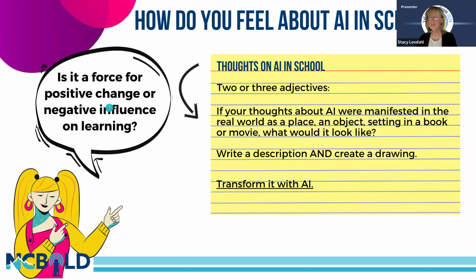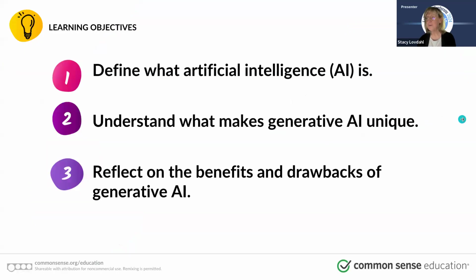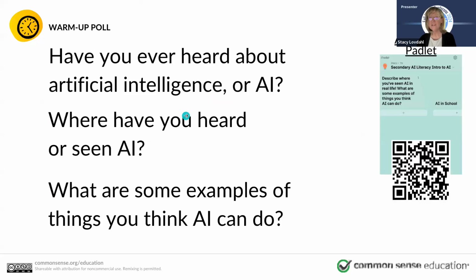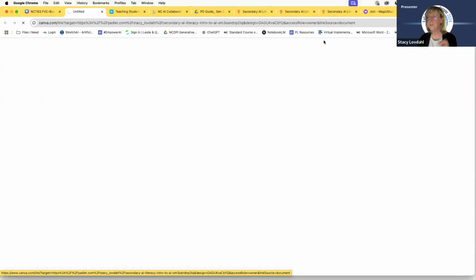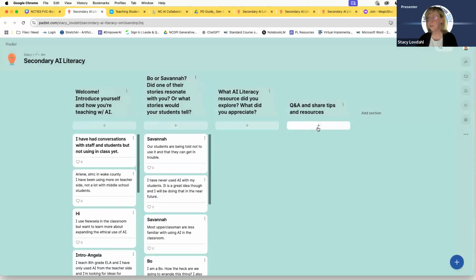It started off with a quick little introduction for just getting their opinions on AI in education, using this activity where they wrote 2 or 3 adjectives on their thoughts on AI for education. And then we jumped into a Padlet where they used their note card to turn their adjectives about AI for education into a picture.